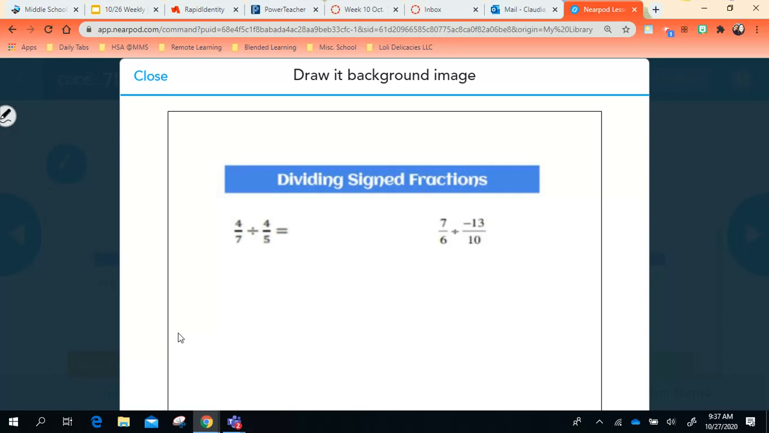Okay, so can I see a raise of hands for how many people feel more comfortable with method 1? So si prefieres el primer método, levánteme la mano. Ok. Y si prefieren el segundo método, levántenme la mano.